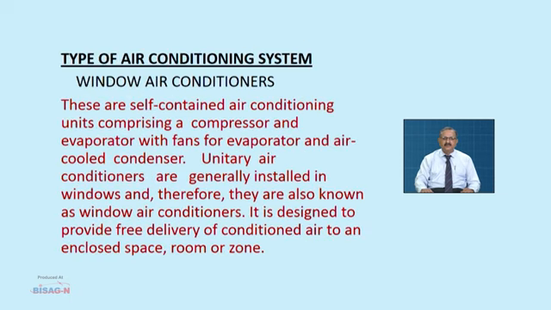Types of air conditioning system. Number 1 is window air conditioner. These are self-contained air conditioning units comprising a compressor, motor and evaporator with fans for evaporator and air-cooled condenser. Unitary air conditioners are generally installed in windows and therefore they are called window air conditioners. It is designed to provide free delivery of conditioned air to an enclosed space, room or zone.